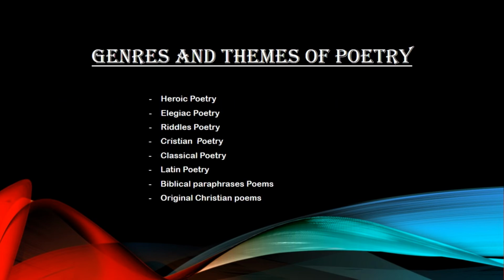The next, the fourth slide, is genres and themes of poetry. There are some types of poetry in this slide. The first one is heroic poetry, the second is elegiac poetry, the third is riddles poetry, the fourth is Christian poetry, the fifth is classical poetry, the sixth is Latin poetry, the next is biblical paraphrase poetry, and the last is original Christian poetry. Okay, we will continue to the next slide, and this is the last part of Old English literature.